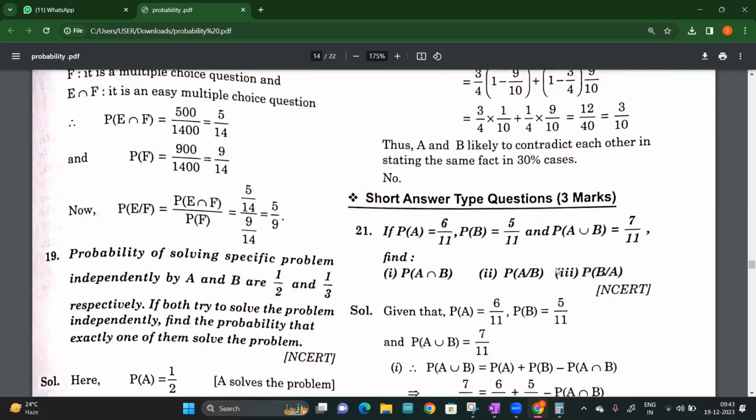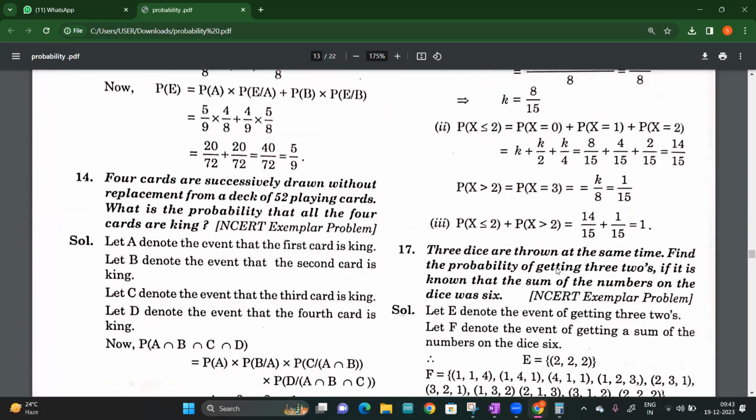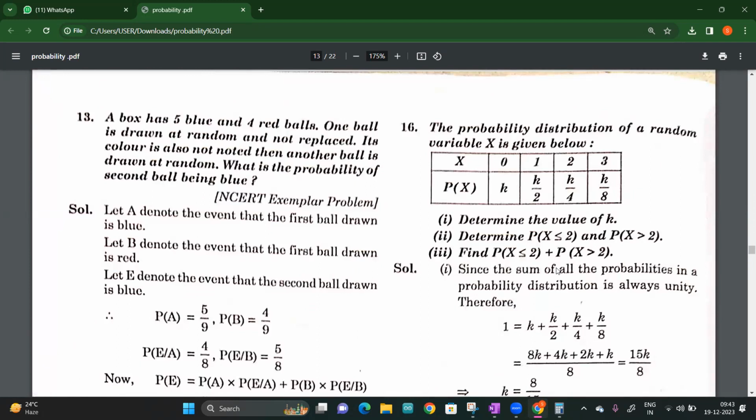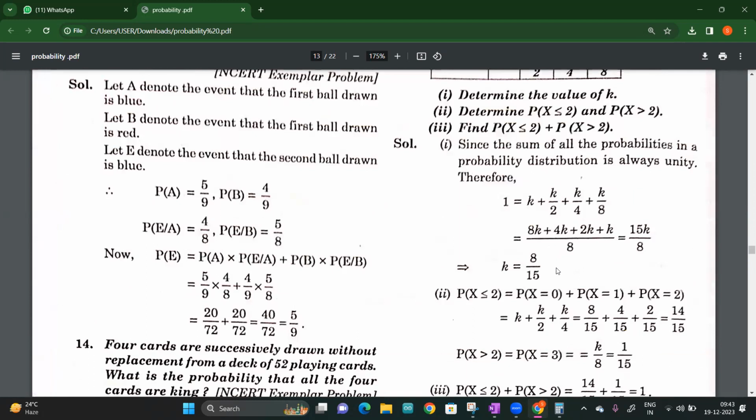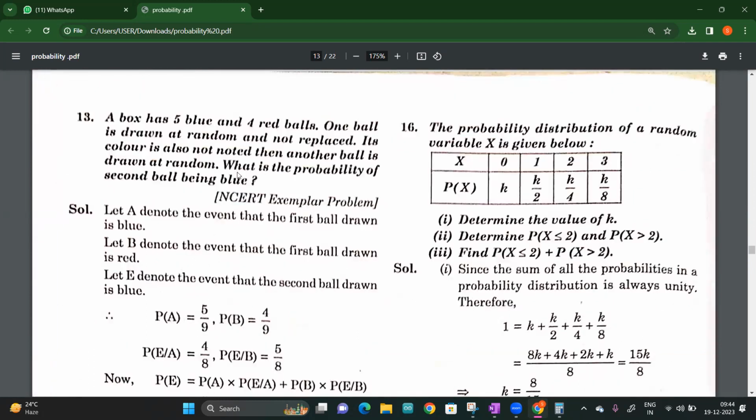Twenty questions were given. And now we are at the 13th problem. A box has 5 blue and 4 red balls. One ball is drawn at random and not replaced. Its color is also not noted. Then another ball is drawn at random. What is the probability of the second ball being blue?